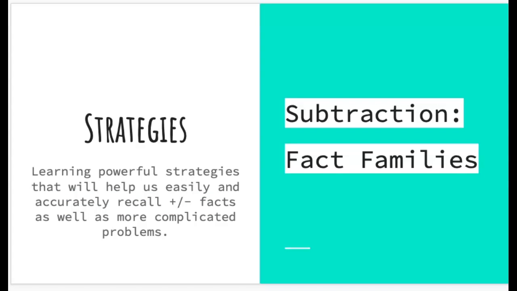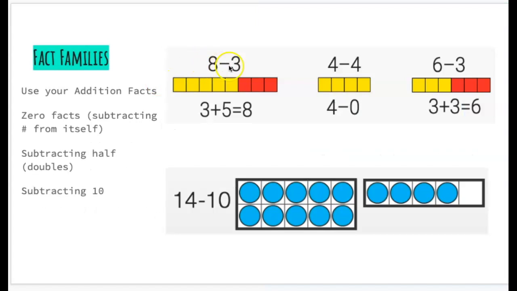When we're solving a subtraction problem, we can think of our related addition problem to help us solve it. For instance, when we're solving 8 minus 3, it might help to think of 3 plus 5 equals 8. Therefore, 8 minus 3 equals 5. Recalling our addition fact families is a great strategy for subtraction.